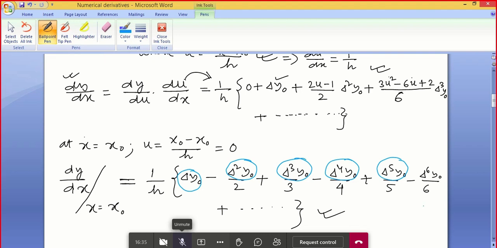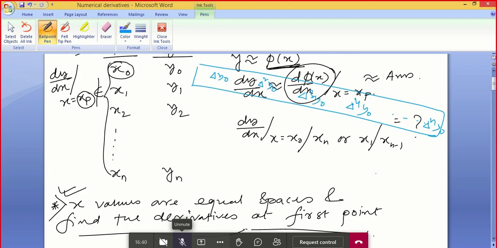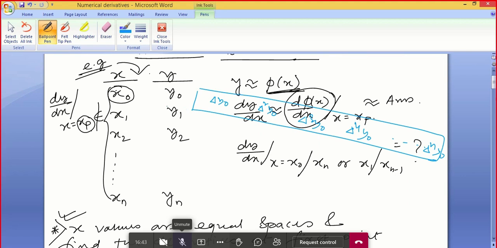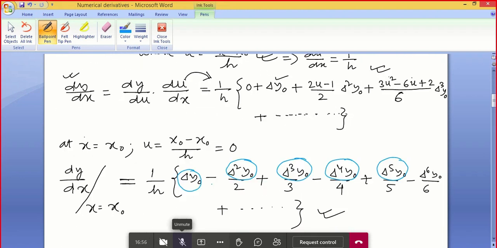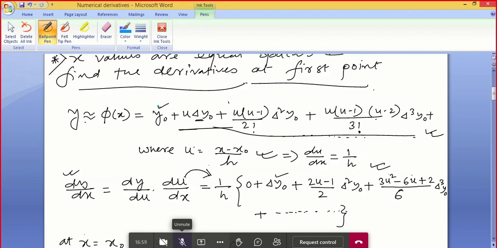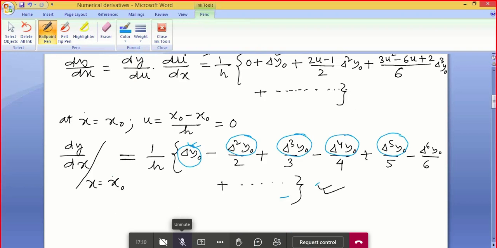Okay. So if you got this idea, whatever the given set of data points is, on that basis you construct the difference table. In that difference table, the starting element is the first difference value, del y0. In the interpolated polynomial you need y0 also, but in the derivative your value will start from del y0. The upper diagonal elements of the differences you just rearrange in this series, and you will get the derivative at the first point of the given set of data points.